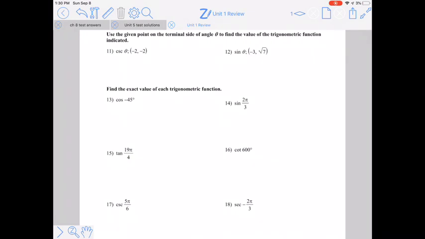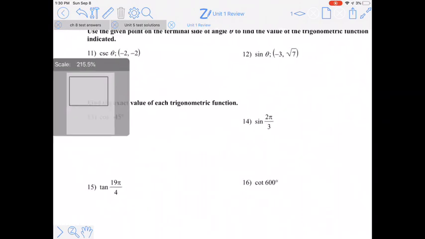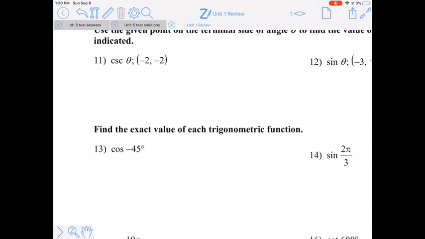Okay, question 11. Cosecant and sine and cosine and tangent were given alternate definitions rather than on a right triangle. We were given definitions on a circle relating to x, y, and r. Cosecant of theta is r divided by y.